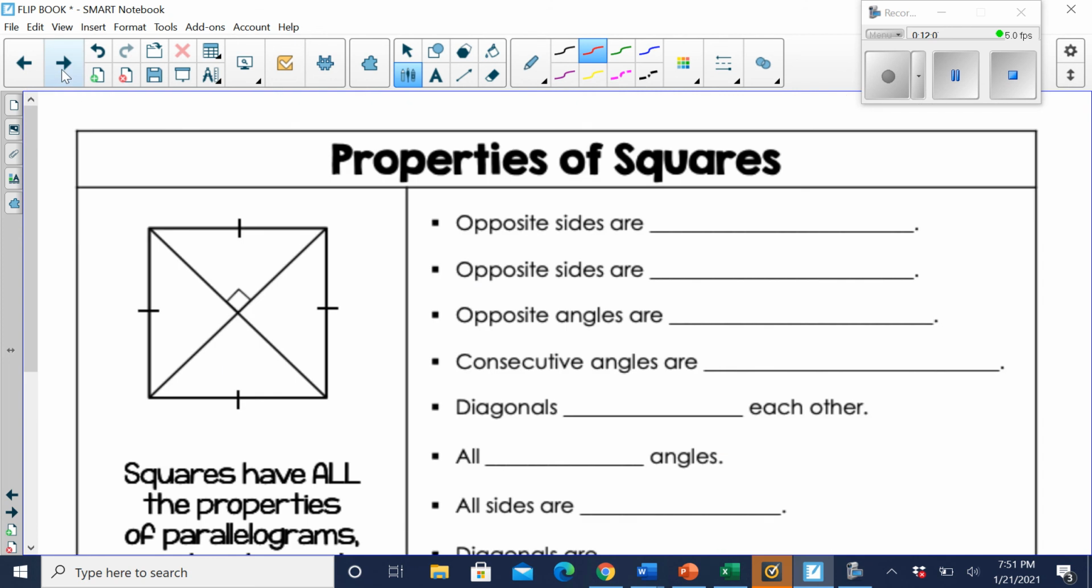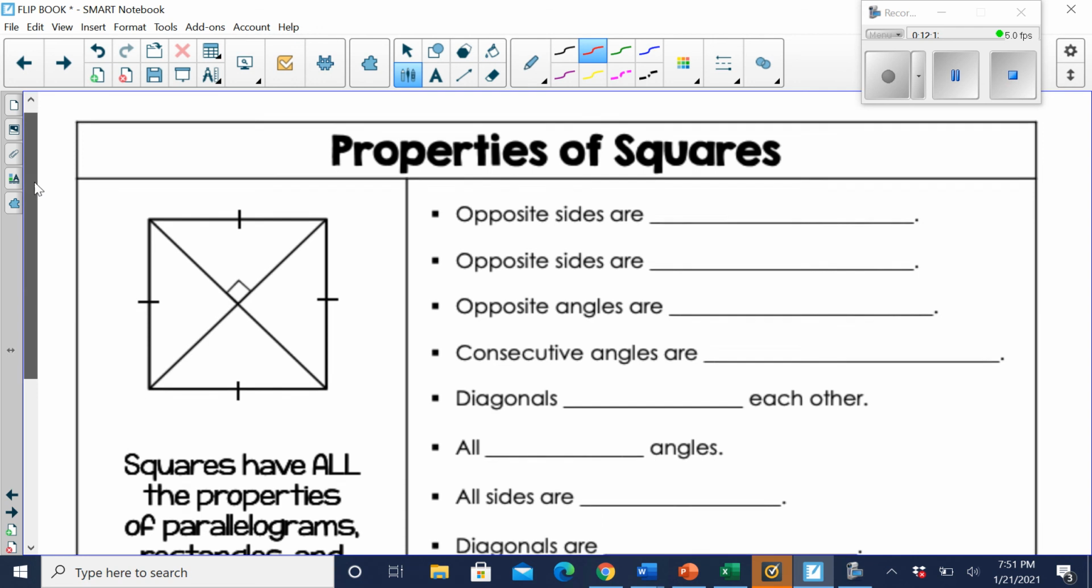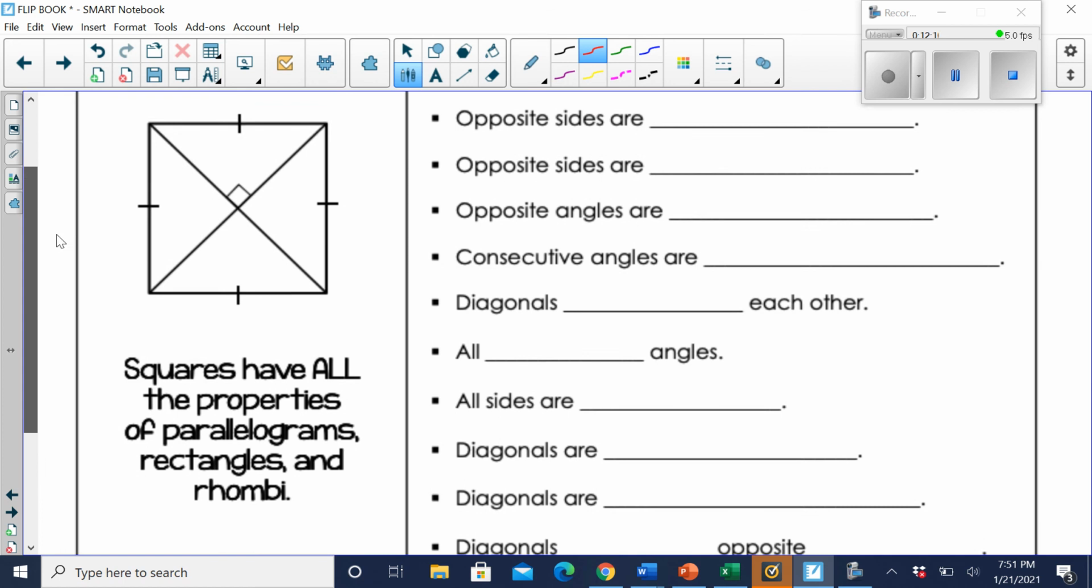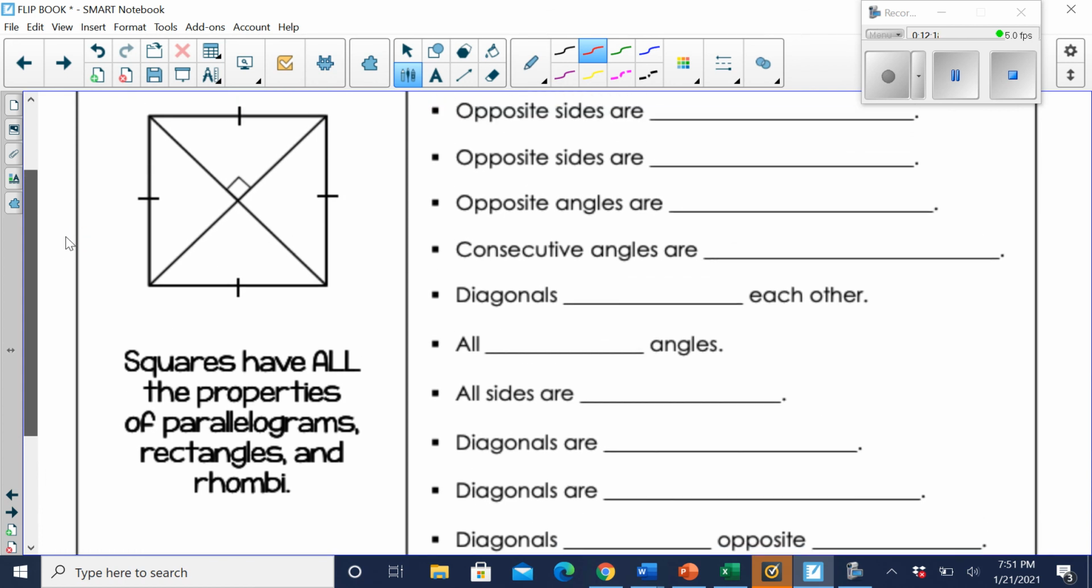Okay, last one, properties of squares. Good review. Here we go. So a square, we know the most information about a square. It has all of the properties that we've talked about so far. They're going to fit on the screen just barely. Okay, so all of the parallelogram properties.